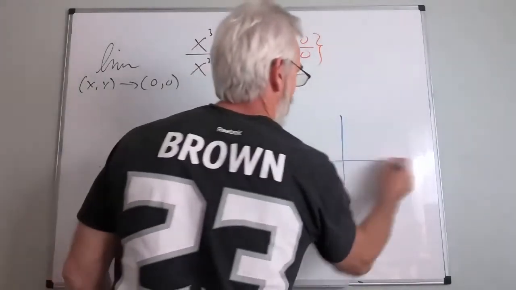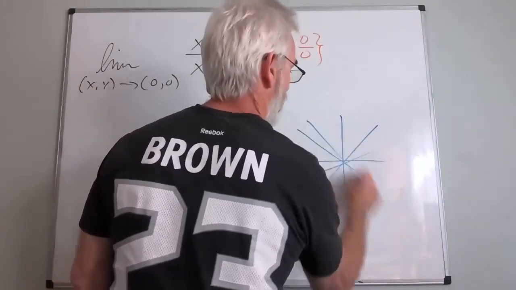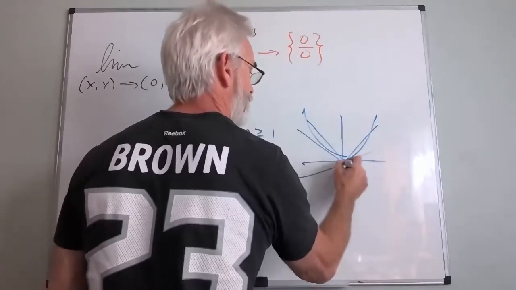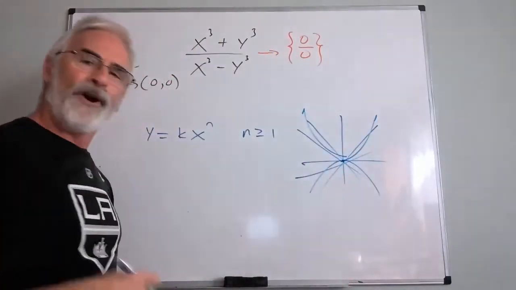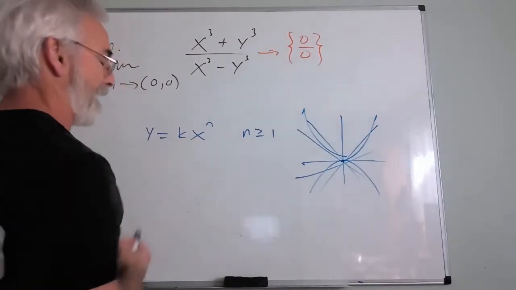So on the XY plane, it would be all lines through the origin, clearly, right? All parabolas through the origin from every which way. Oh, that's terrible. All cubics, all fourth. There's an infinite number of different things that can have this.